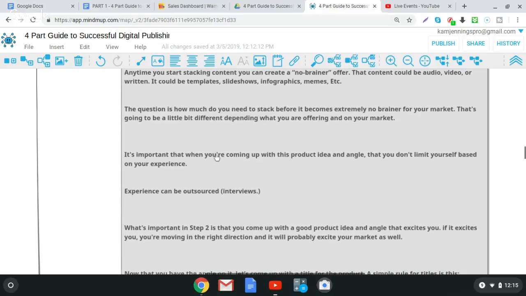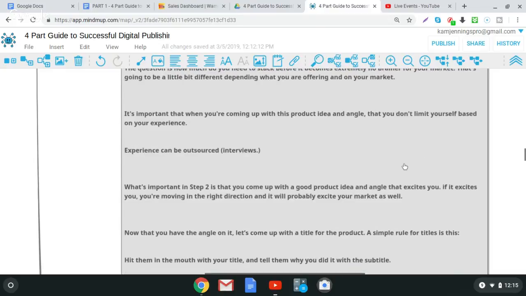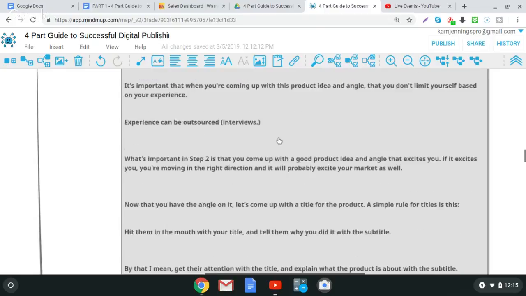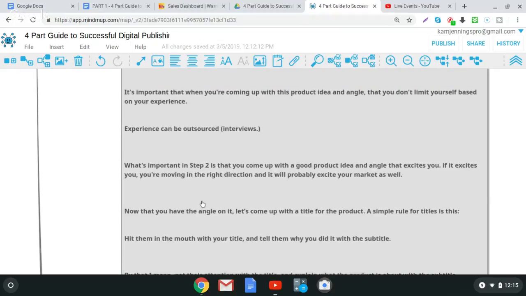It's important that when you're coming up with this product idea and angle, that you don't limit yourself based on your experience. Experience can be outsourced in the form of interviews. And what I mean by that is you can interview people with experience. Those interviews then become your product. What's important in step 2 is that you come up with a good product idea and angle that excites you. If it excites you, you're moving in the right direction, and it will probably excite your market as well.